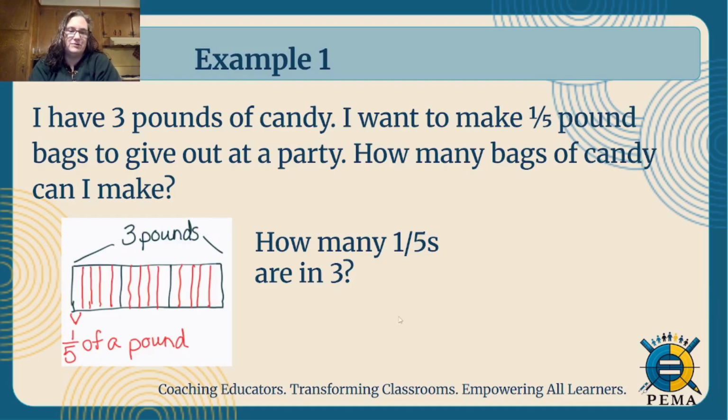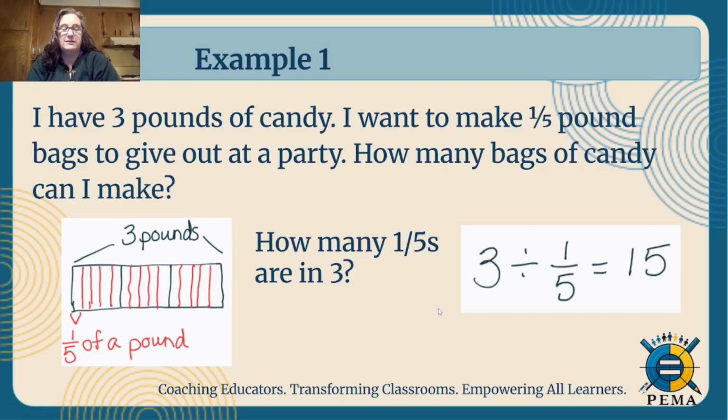So when we take those 3 pounds and we divide each one of those pounds up into 5 equal parts, our 1/5 pound bags, we're using the equation 3 for 3 pounds divided by 1/5 equals 15, or finding out that we can make 15 bags of candy for our party.